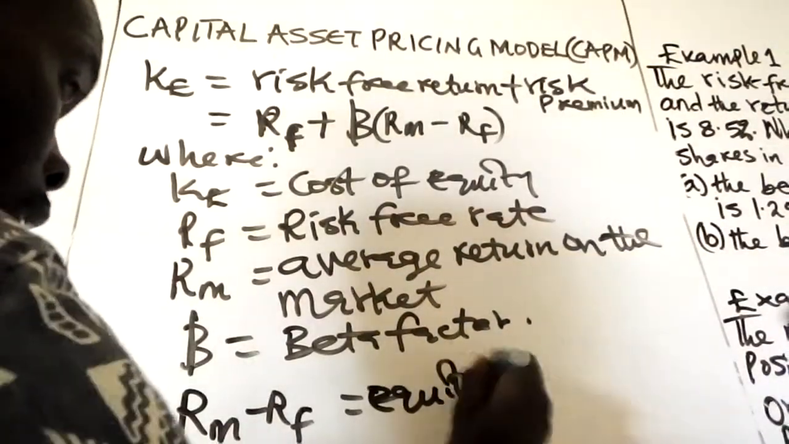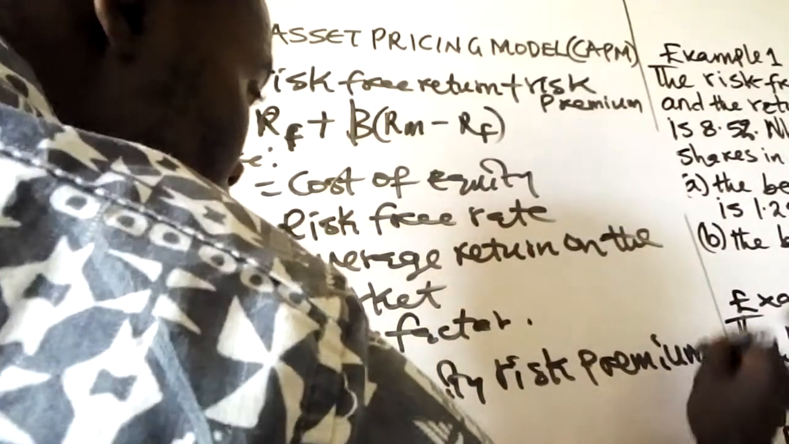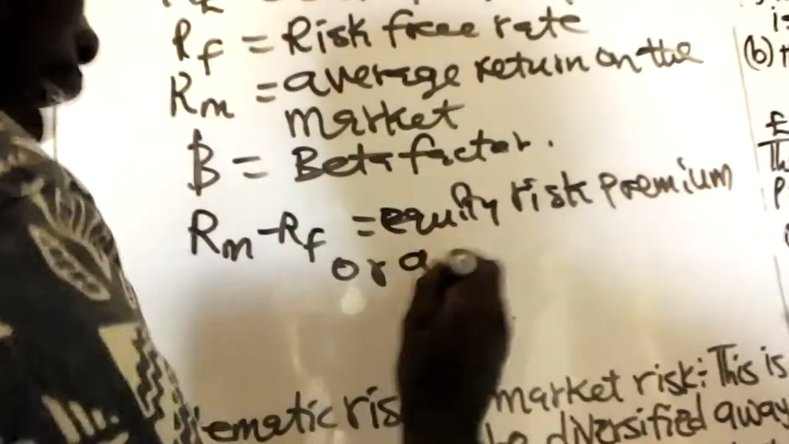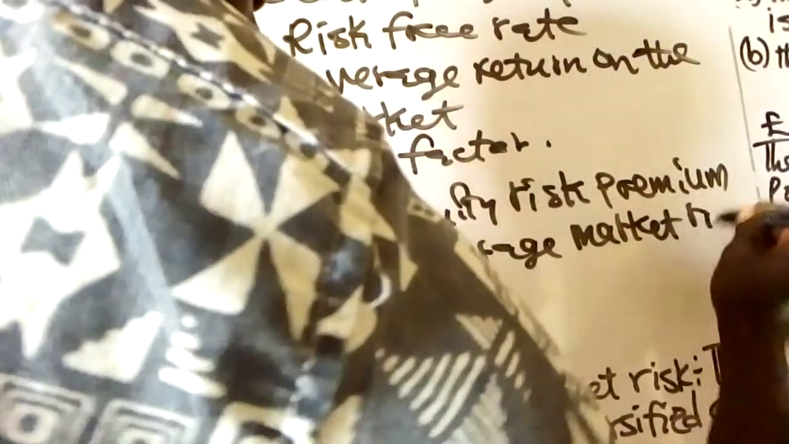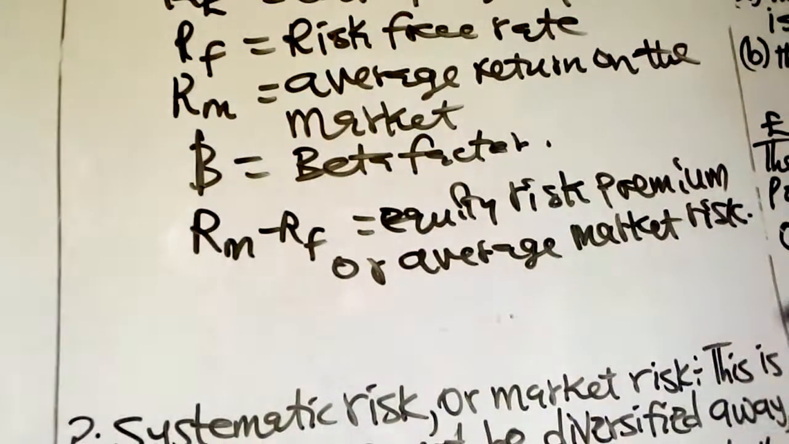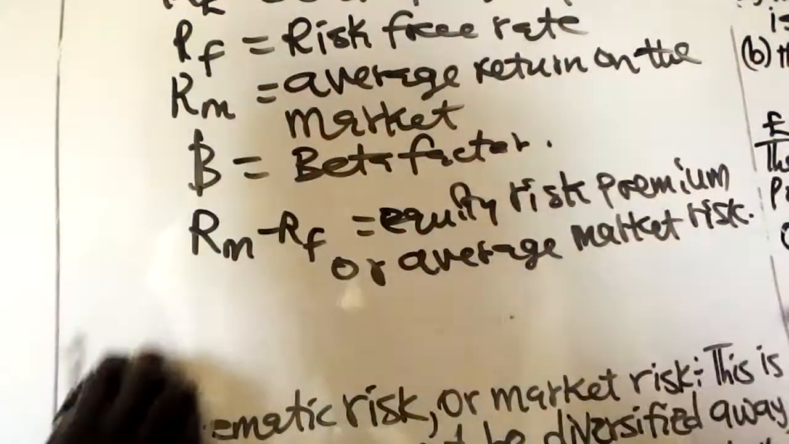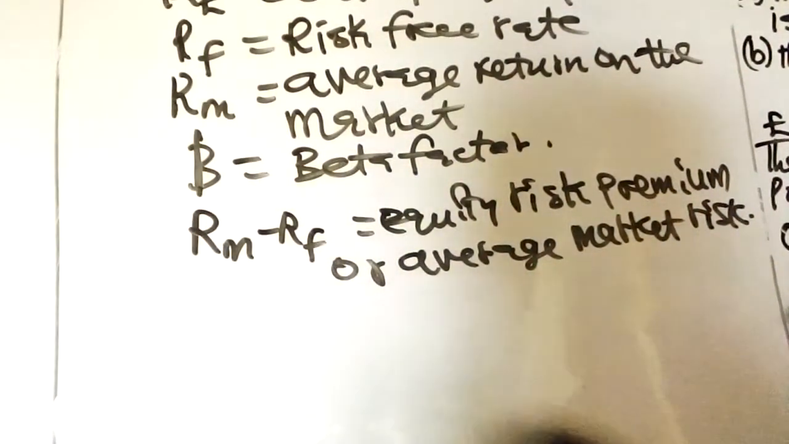Equity risk premium, or average market risk. Having defined the variables, I want to lay more emphasis on some of the key variables.